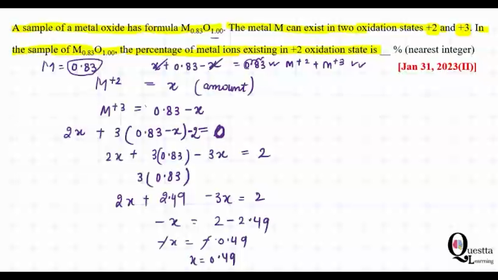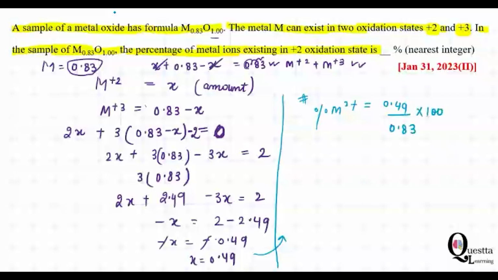Till here it is clear, right? Now, the question is asking about the percentage of M2+. So how will we calculate the percentage? How much percentage is it occupying? It is 0.49, and the total given in the question is 0.83. For percentage, you have to multiply it with 100, so it comes out to be 59%. So the correct answer for this is 59. Thank you. Hope you understood the solution.